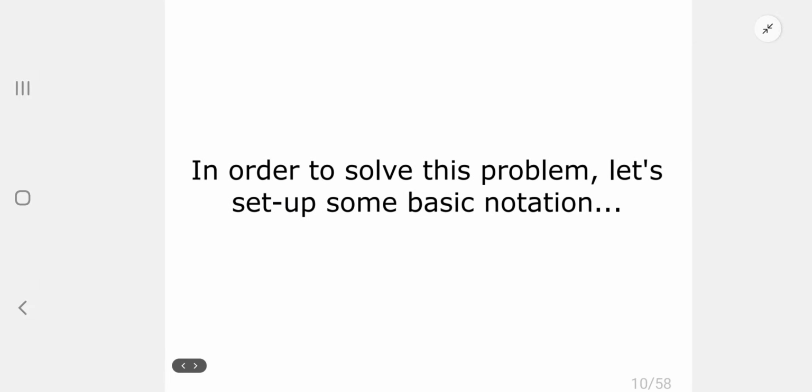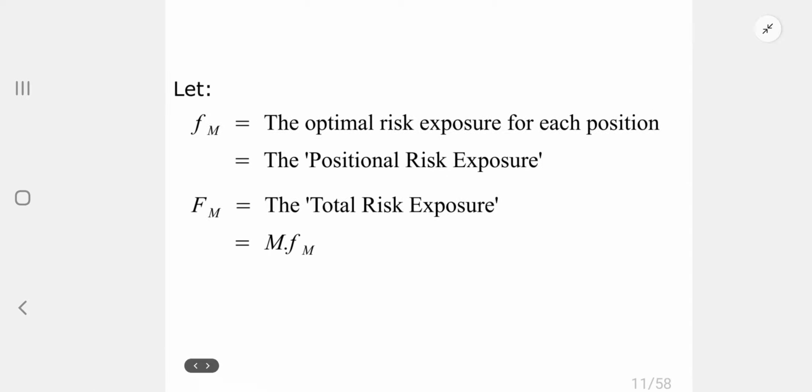In order to solve this problem, let's set up some basic notation. Let small fm equal the optimal risk exposure for each position, which equals the positional risk exposure. And let big FM equal the total risk exposure, which equals M times small fm.